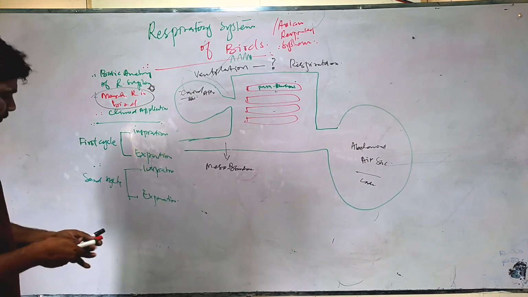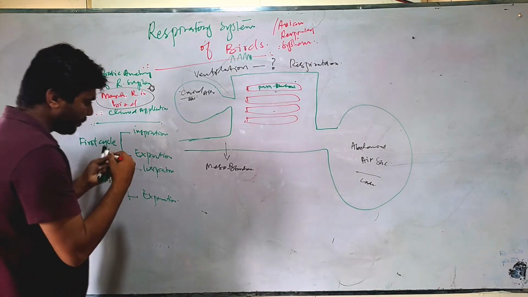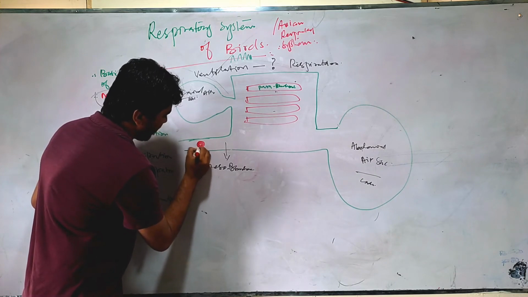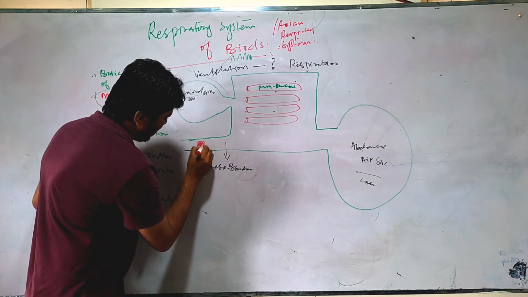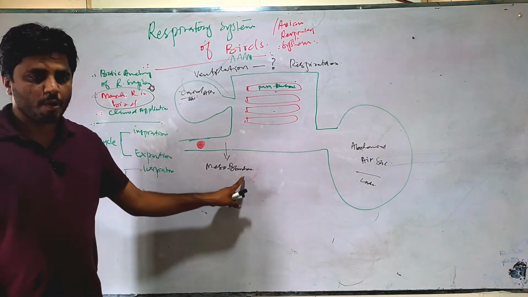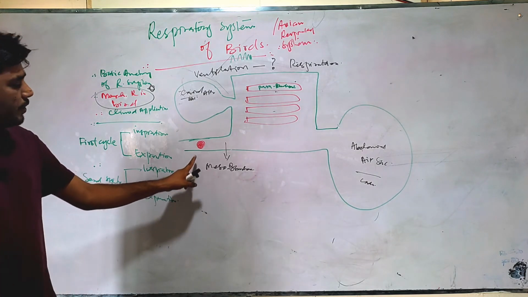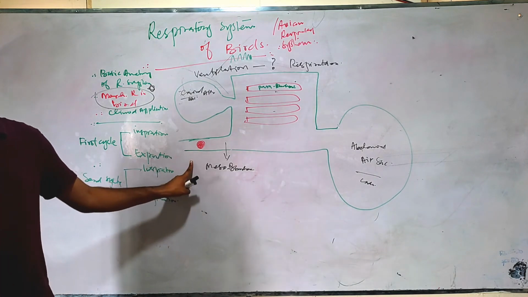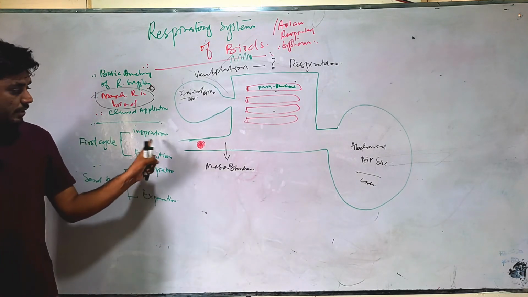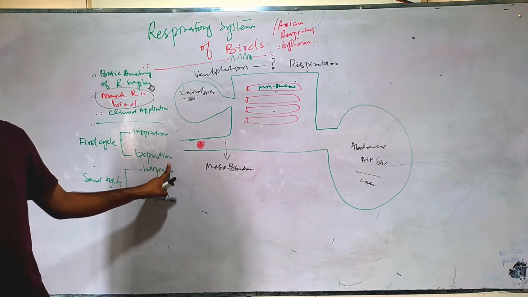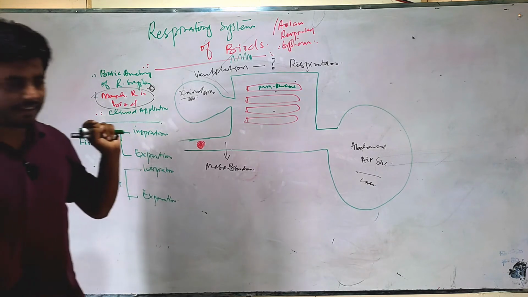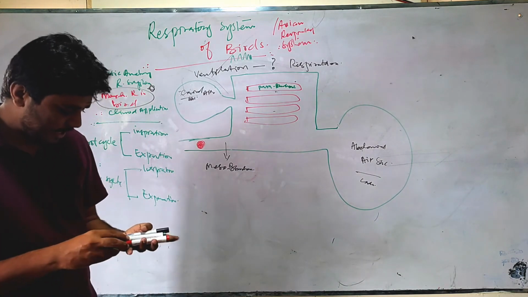How does this happen? Let's make an ideal example: this is the bolus of air. For understanding purposes, this will enter through the mesobronchus. Question number one: how does inspiration occur? Is it inspiration or expiration that enters? Inspiration. Are you sure? I will tell you what really happens.